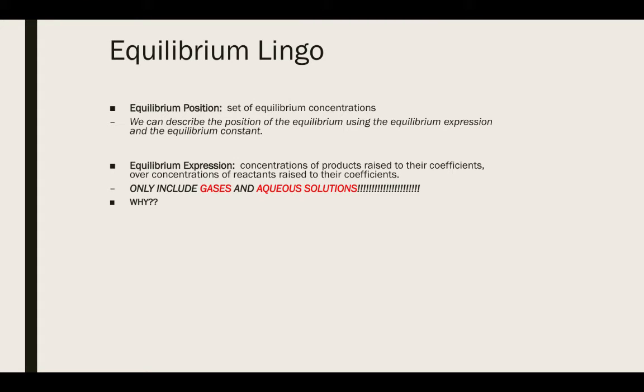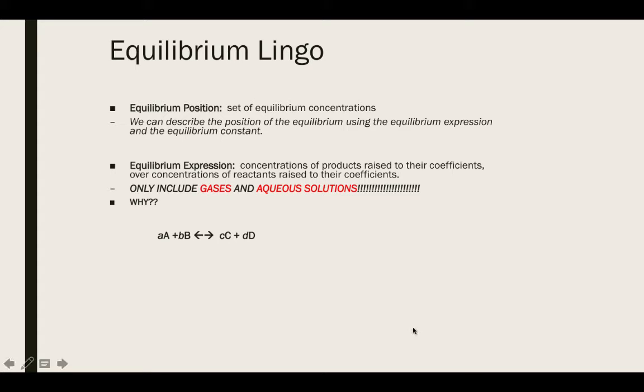When writing an equilibrium expression, it's important to note that we do not include solids and liquids. We only include gases and aqueous solutions. There's two reasons for this. First, solids and liquids don't have concentrations that change significantly throughout a reaction. Furthermore, the amount of solid and liquid in a reaction system does not affect the rate. Soon we'll see that the equilibrium expression is derived from the rate law, and since solids and liquids have no effect on the rate law, we won't include them in our equilibrium expression.